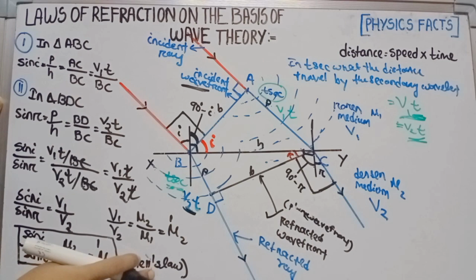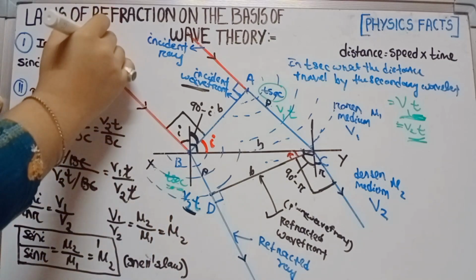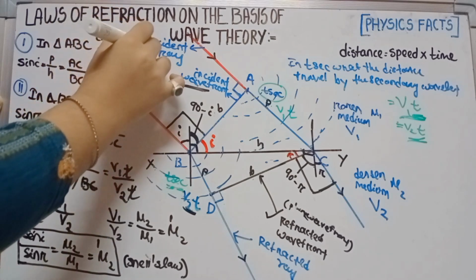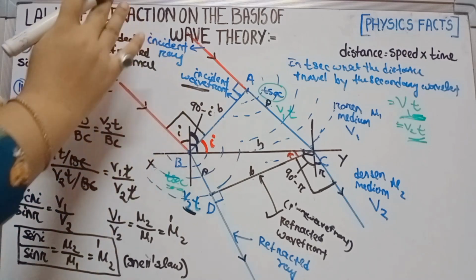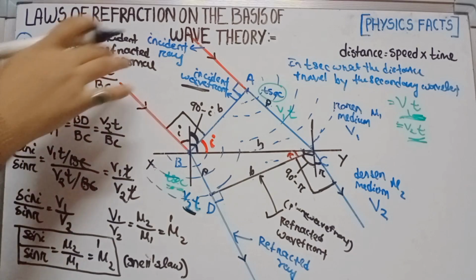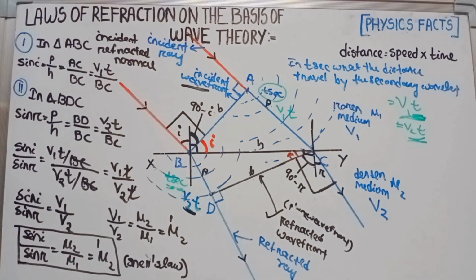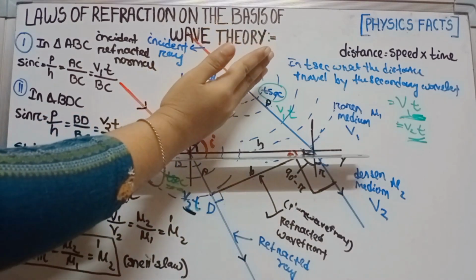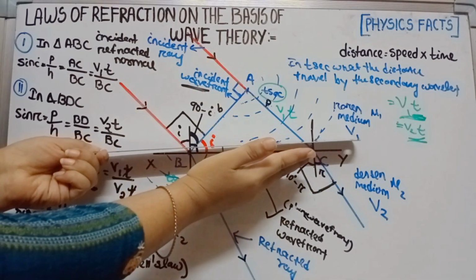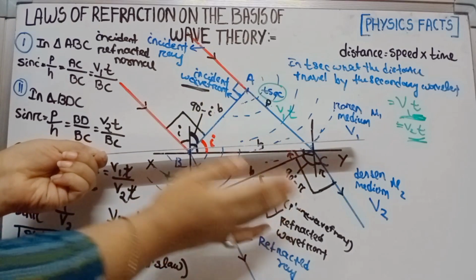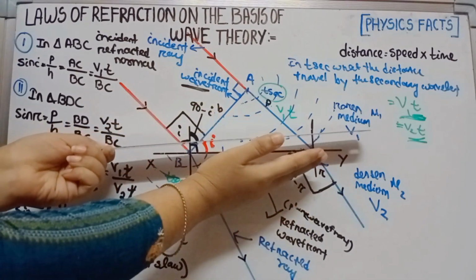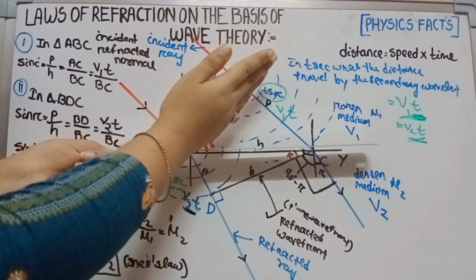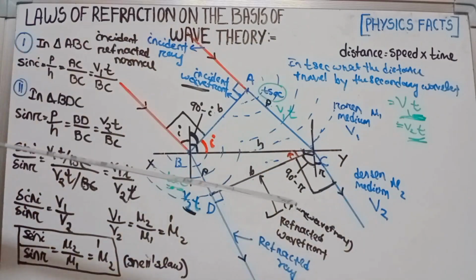Also we derive another law, that the incident ray, refracted ray and normal all lie in the same plane. This is another law, we discuss it. Look, children, this is our refracting surface, this is our incident wavefront, and this is our refracted wavefront. How are these three? They are all perpendicular to the board.